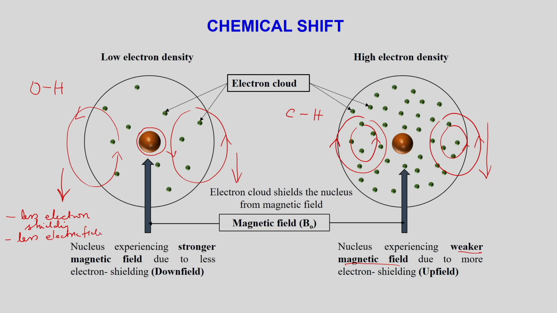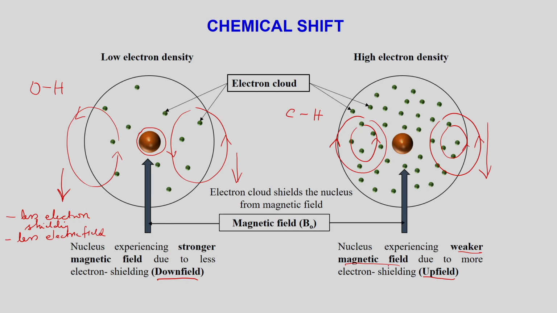Okay. So, this particular term is called downfield, and the other contrary term is called upfield. If you know this electron cloud, then it will be easy to understand the subsequent slides. It means that if there is less electron shielding and less electron density, the proton will absorb more energy as compared to a high electron density, which will absorb less energy.